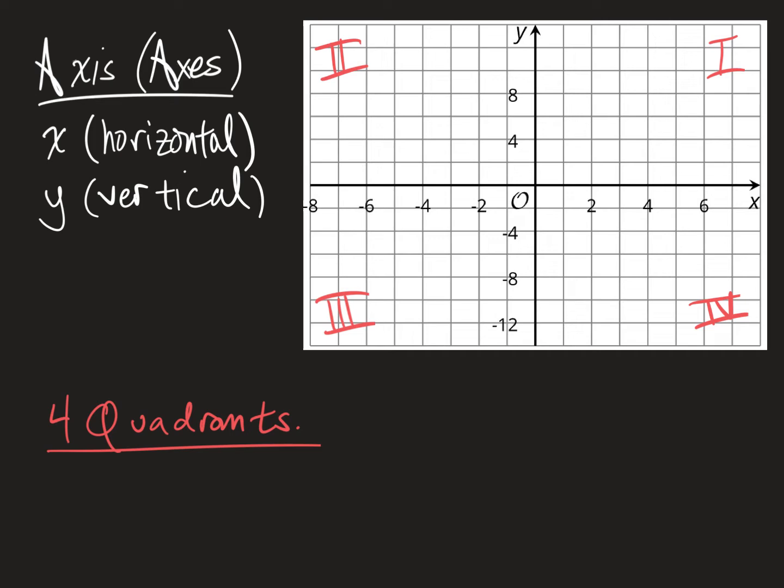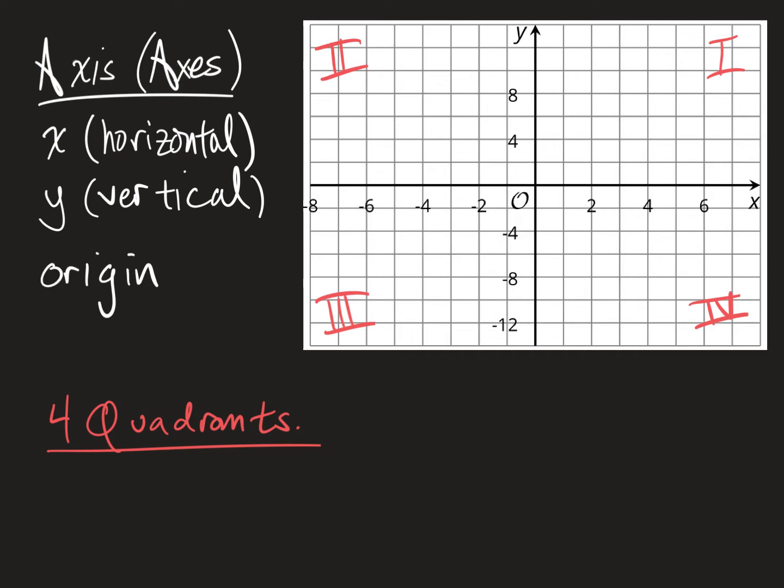Before we get into plotting points on a coordinate plane or reading the coordinates of a point, it's a good idea to have a basic knowledge of what the coordinate plane is. A coordinate plane is made up of two different axes, which is the plural for the word axis. We have the x-axis, which is the horizontal axis here on the coordinate plane, and we have a y-axis, sometimes known as the f of x axis, and that is the vertical axis here.